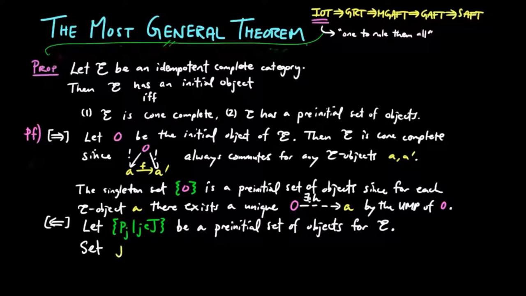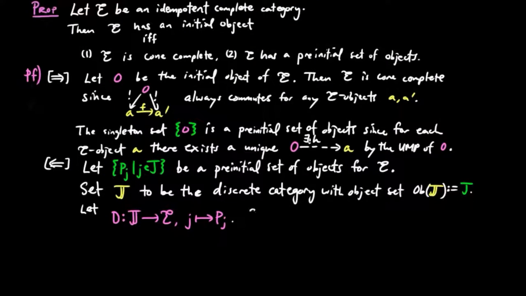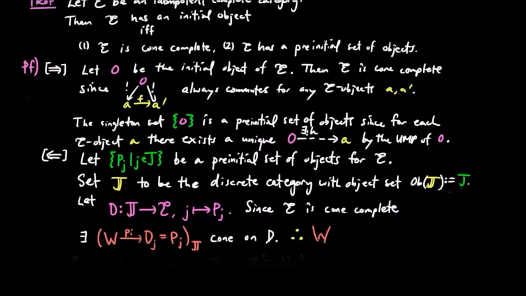Conversely, let PJ be a pre-initial set of objects for E. Set boldface J to be the discrete category with object set equal to the set J. Then let D be a J diagram in E, which sends J to PJ. Since E is cone complete, there exists a cone, little pj, from W to big pj on D. Therefore, W is a weak initial object of E, since for each E object A, there is a morphism from some big pj to A, which we can then precompose by little pj.